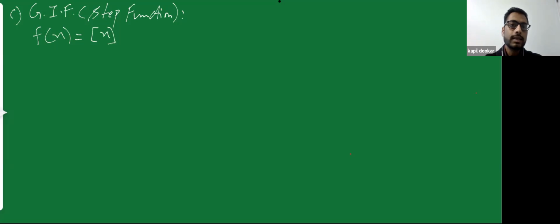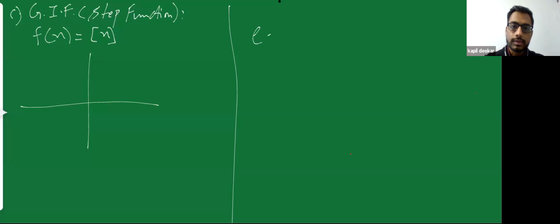How is the mod function represented? The mod function was represented between two straight lines. To represent your GIF or step function, you are using square brackets. Okay. So before understanding the graph, I'll see a few examples, so the graph would be easy to understand.